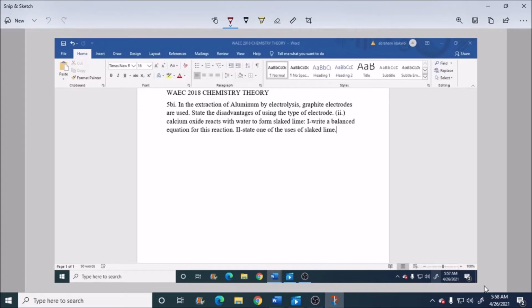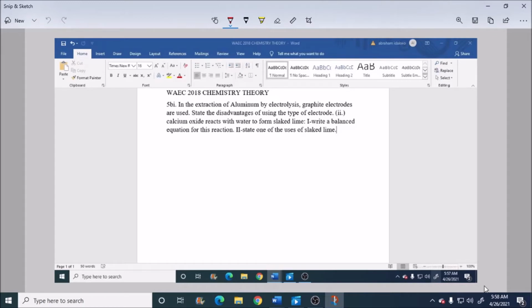Now, in the extraction of aluminium by electrolysis, graphite is one of the allotropes of carbon. When used, at high temperature, oxygen gas produced at the anode reacts with the graphite electrode to form carbon 4 oxide. So using graphite, being one of the allotropes of carbon, at high temperature, oxygen gas produced at the anode will react with the graphite to produce carbon 4 oxide.